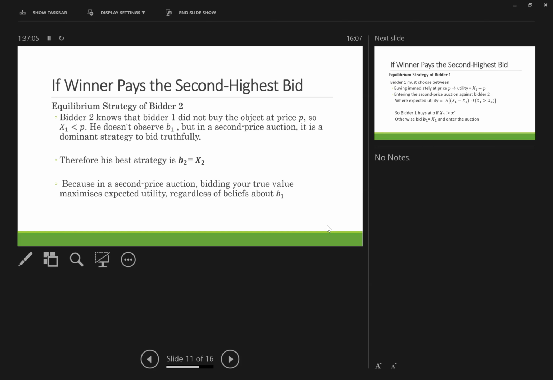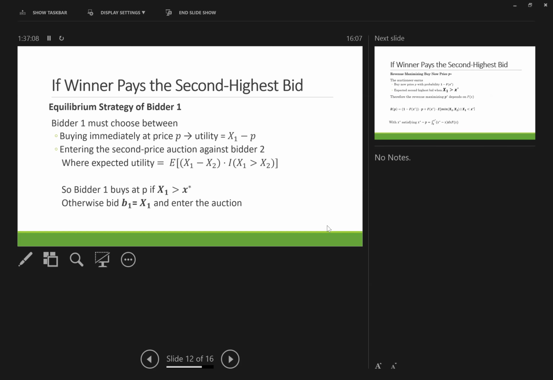Okay. So then we move to the equilibrium strategy for beta 1. In the case of beta 1, the bidder has to choose between the first one, buying immediately at P, and P is the buy now price, as I mentioned. At the end of the day, if you buy at price P, then your utility is X1 minus P.